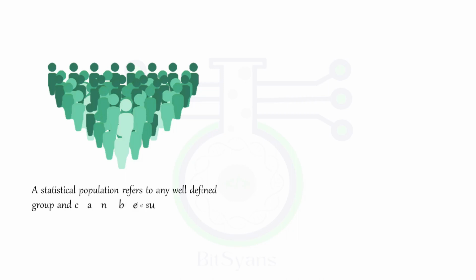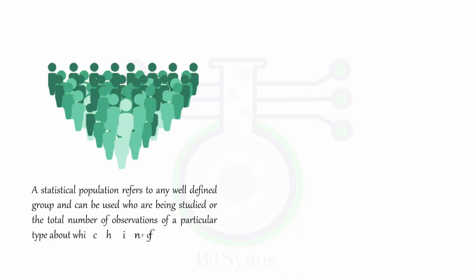Population. A statistical population refers to any well-defined group that is being studied, or the total number of observations of a particular type about which inference is to be made. For example, all the university students in Delhi would be a population, or all the patients of a hospital suffering from tuberculosis treated with a new drug could be considered as a population.